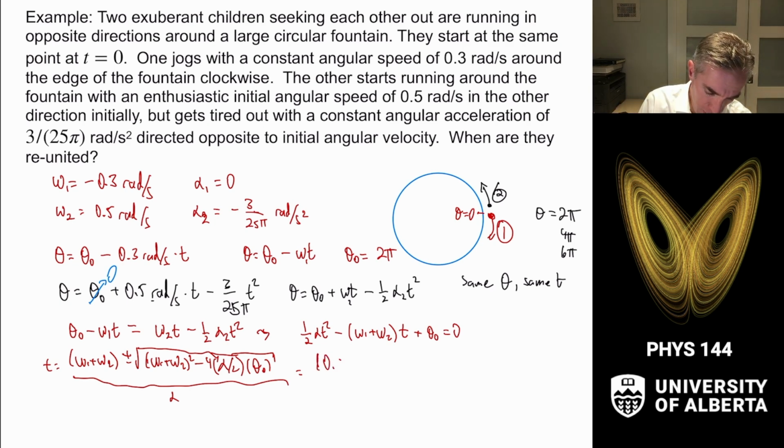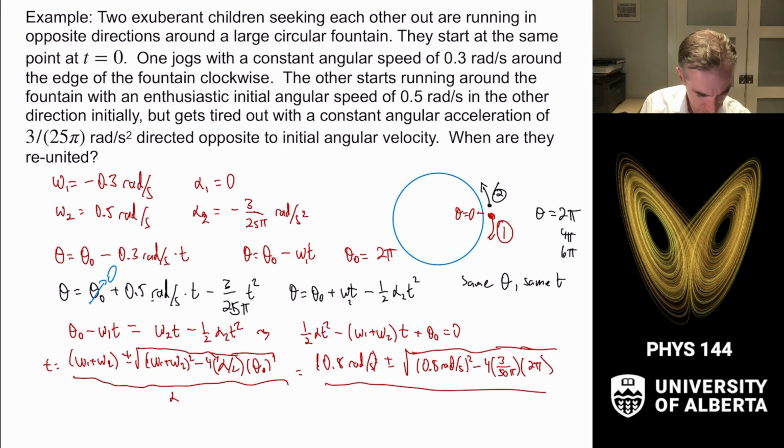So this is 0.8 rad per second squared, or rad per second, plus or minus the square root of 0.8 rad per second squared minus 4 times alpha over 2, which is going to be 3 over 50 pi, times theta naught, which is just 2 pi, all over 2 times a, or just regular alpha, which is going to be 3 over 25 pi.